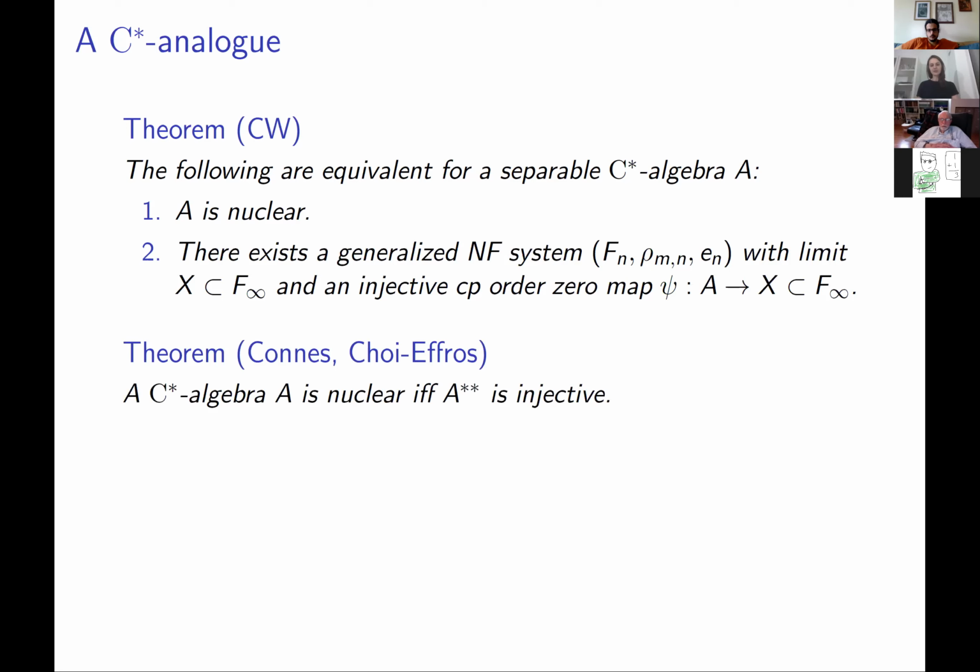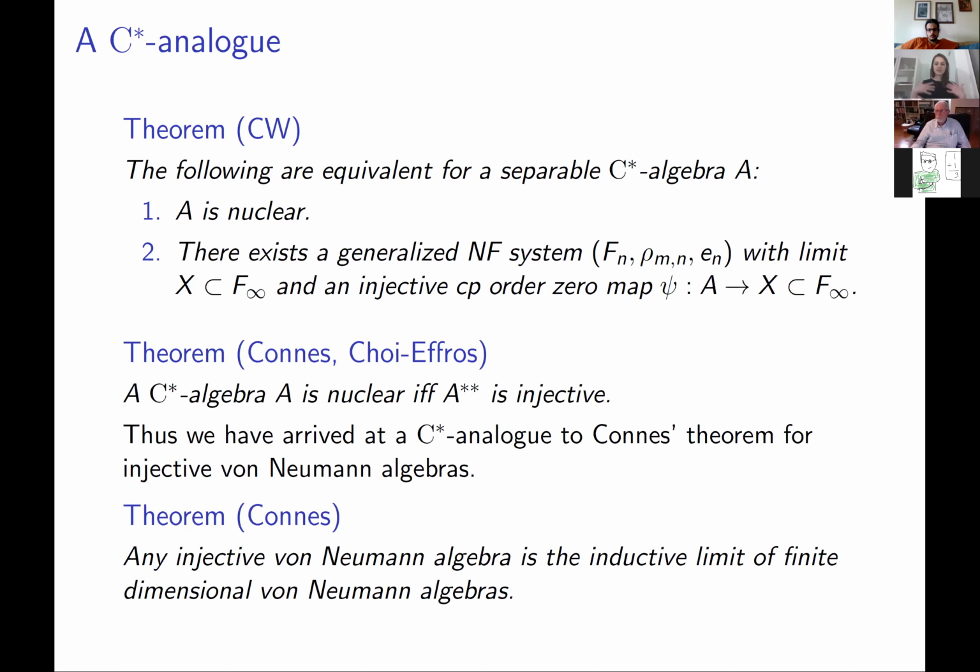And just to put it in a little bit of perspective, we like to think of nuclearity as sort of the C-star analog of injectivity. And so this is why we can say that this is the C-star analog to Connes' theorem for inductive von Neumann algebras. So this is exactly characterizing the nuclear C-star algebras as generalized inductive limits in the right setting.